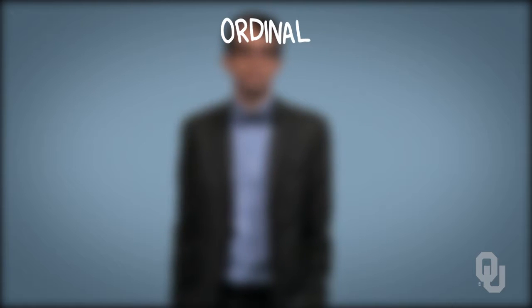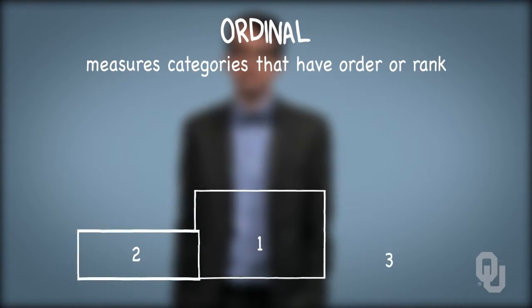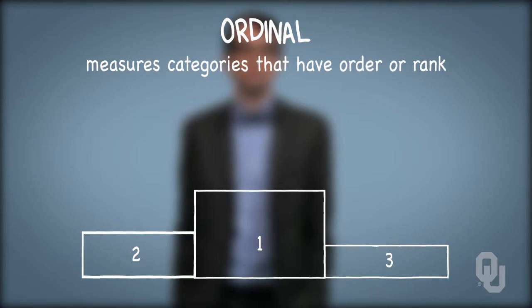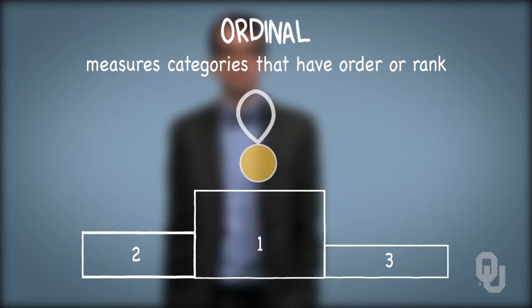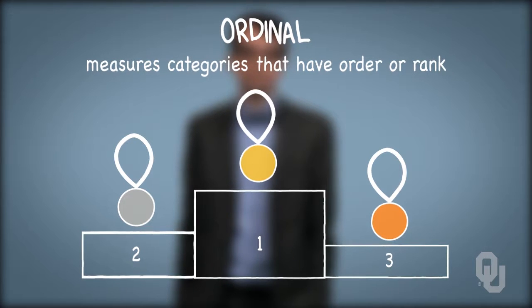The ordinal scale measures categories that have an implied order or rank. A non-numeric example of an ordinal scale would be the medals awarded during the Olympics: gold, silver, and bronze. These are categories, but there is an order implied, as a gold medal signifies a better performance relative to silver, and likewise a bronze medal.